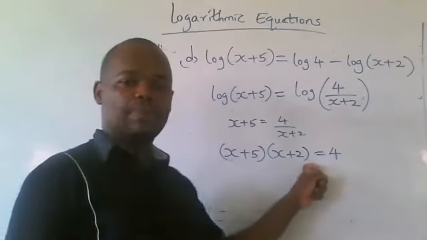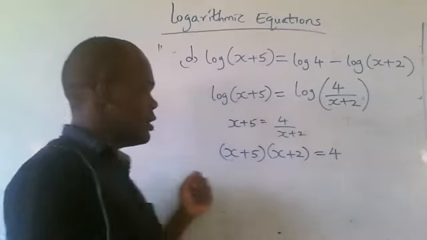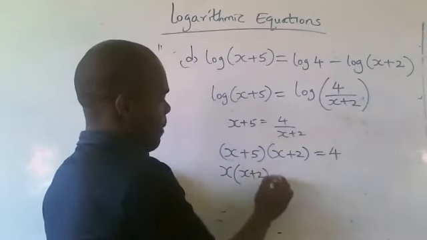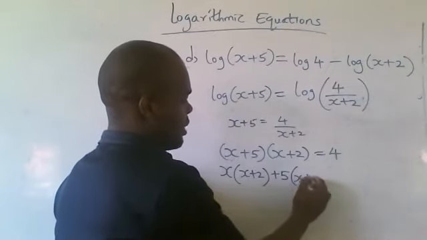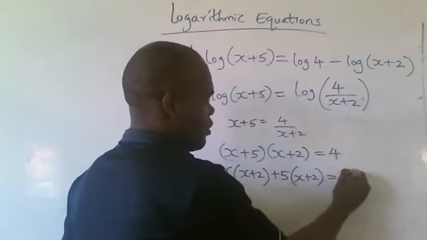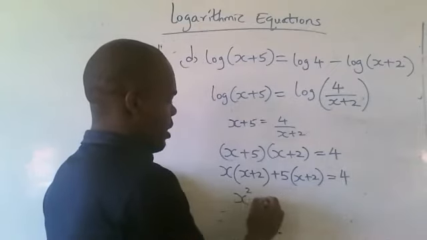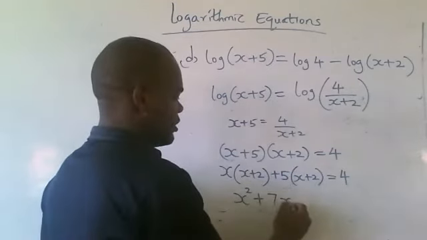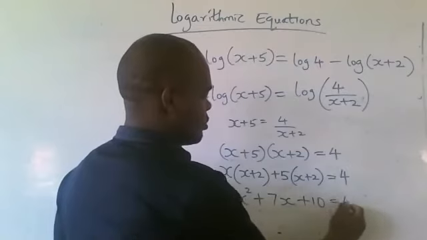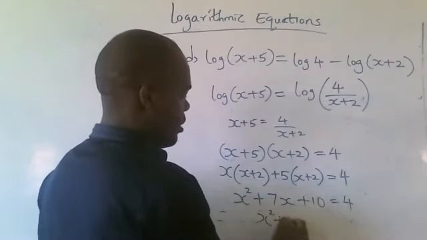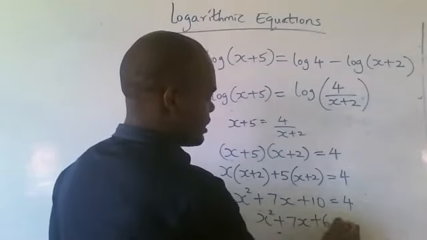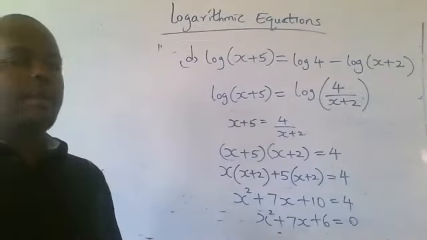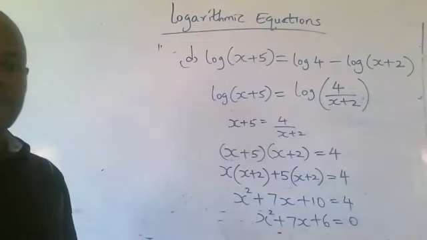First of all, expand the left-hand side. So this is x into x plus 2, plus 5 into x plus 2, is equal to 4. So this is x squared plus 2x plus 5x, that is plus 7x, and then plus 10 is equal to 4. So this is x squared plus 7x plus 6 is equal to 0.